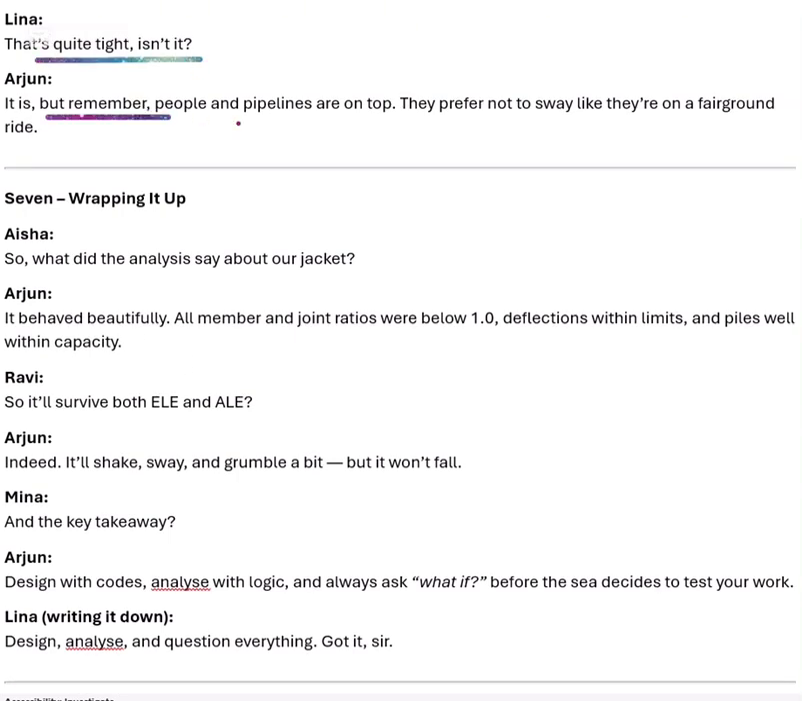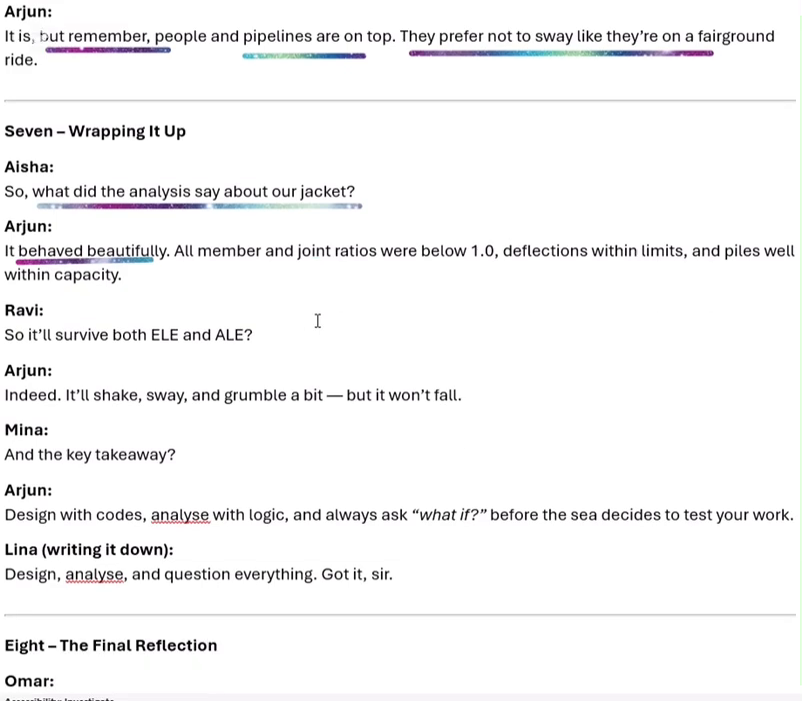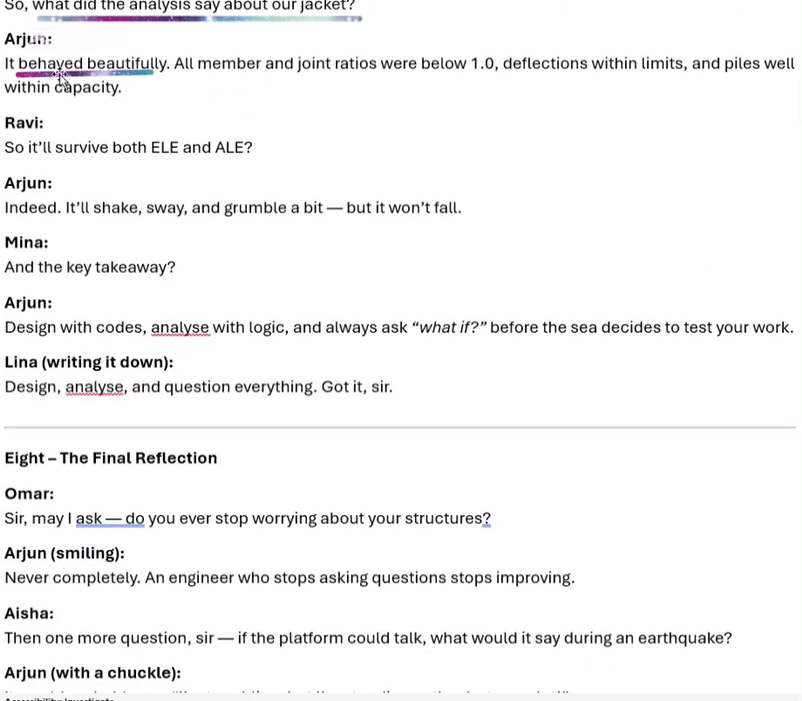It is, but remember the people on the platform are on top. They prefer not to sway like they are on a fairground, right? So what did the analysis say about our jacket? It behaved beautifully. All member and joint ratios were below 1, deflections within limits, and piles well within capacity.